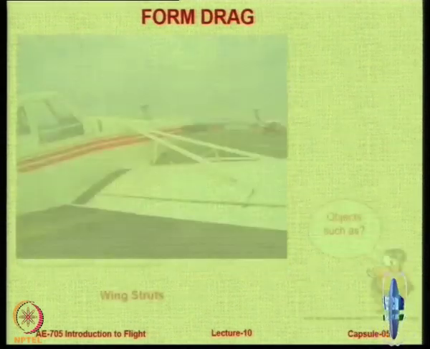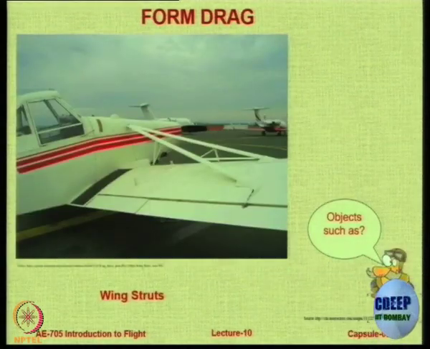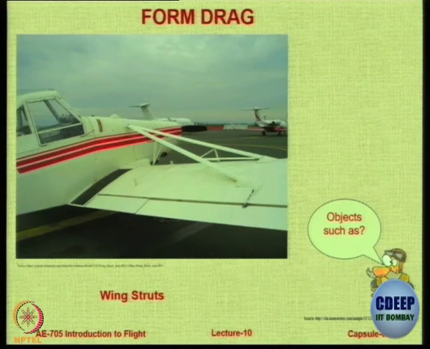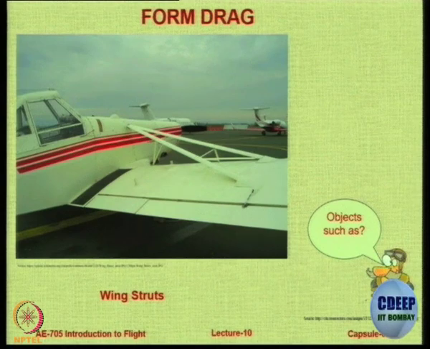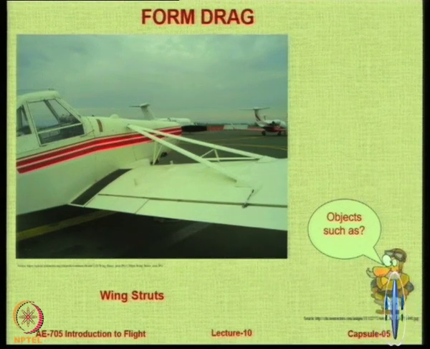Also, very high form drag because of objects which are obstructing the flow, such as wing struts. Now, tell me, why do you think in this aircraft that you see here, they have used these wing struts? What are the wing struts doing? Why are they there?